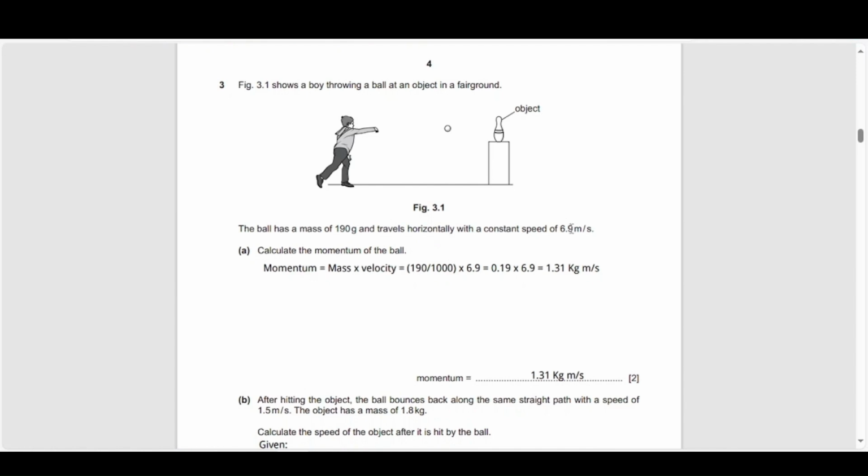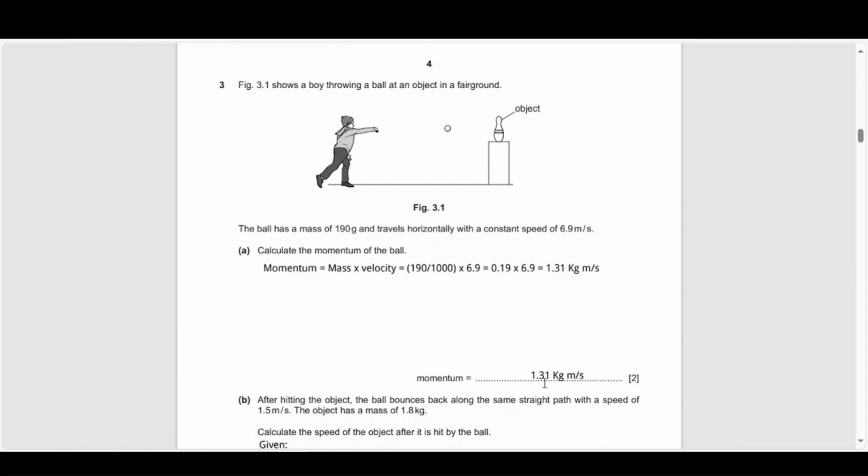The velocity is already in SI units, which is meters per second. So what I've done here is I've divided the mass by 1,000 because a kilogram has 1,000 grams. So if you've got 190 grams, then you're going to divide by 1,000 to get the value in kilograms. And you multiply that by its speed of 6.9, and that gives you a momentum of 1.31 kilogram meters per second, or 1.31 Newton seconds.